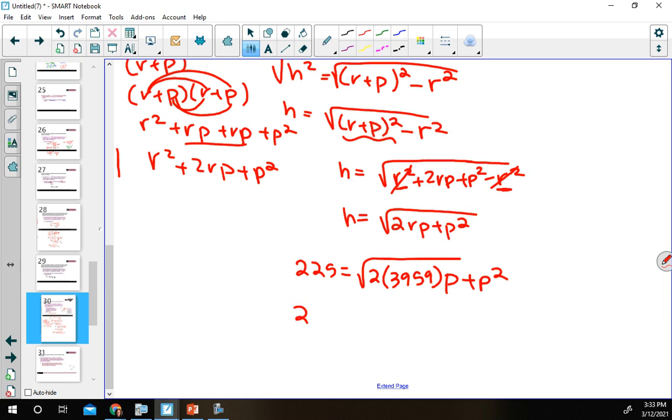The easiest thing to do is, you would have to use the quadratic formula to solve it, so what we're going to do is kind of cheat the system here. We're going to graph this. So I'm going to simplify this really quickly here. So 2 times 3,959 is easier to type in my calculator. So 2 times 3,959, 7918p plus p squared. I'm going to type this in my y1 and this in my y2, and I'm going to graph both of them. Then we're going to find their intersection to see what p is going to equal.